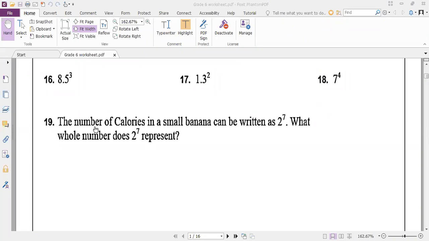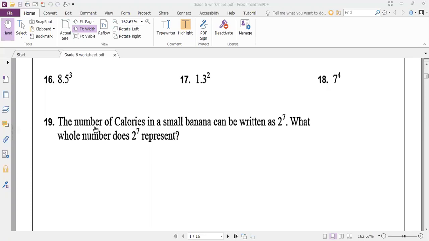Do you eat banana? Do you like to eat banana? Not very much. No, the banana is a good fruit because it gives you many calories and many vitamins. Okay, Muhammad? So you must eat at least 2 bananas every day.